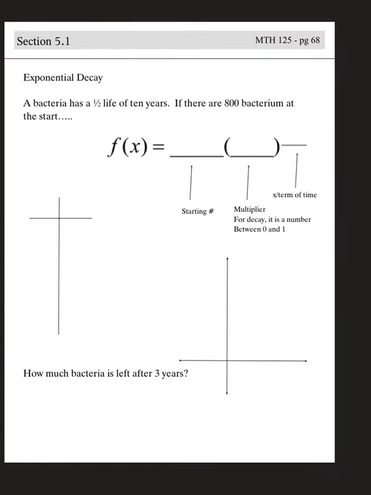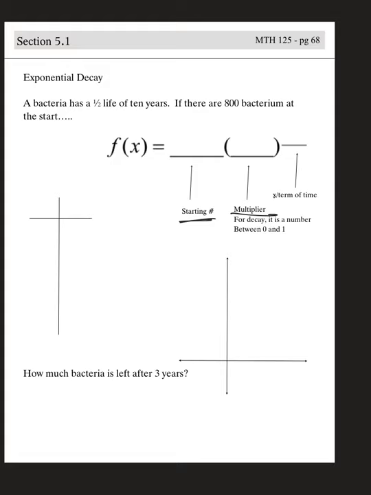So let's talk a little bit about exponential decay. This is a little bit different. Again, we are going to be talking about the starting population, the multiplier. Notice that for decay, it's a number that happens between 0 and 1. It can't be 0, it can't be 1, it can't be bigger than 1 because we're talking about decay. So it's going to be like 1/2 or 1/3 or 1/8 or 0.215 or whatever it is that you have that could be the multiplier, but it's going to be a number between 0 and 1. And then we have on the top of our exponent x over a term of time. And I'll explain this in just a moment.